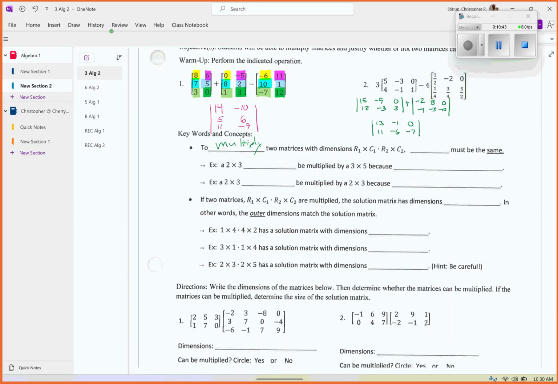To multiply two matrices with dimensions R1 by C1 and R2 by C2, in this case, C1 and R2 must be the same. Okay? Trust me on this. I'll get you through it. So as an example, a 2 by 3 can be multiplied by a 3 by 5 because this 3 and this 3 are the same. So the inside dimensions are the same.